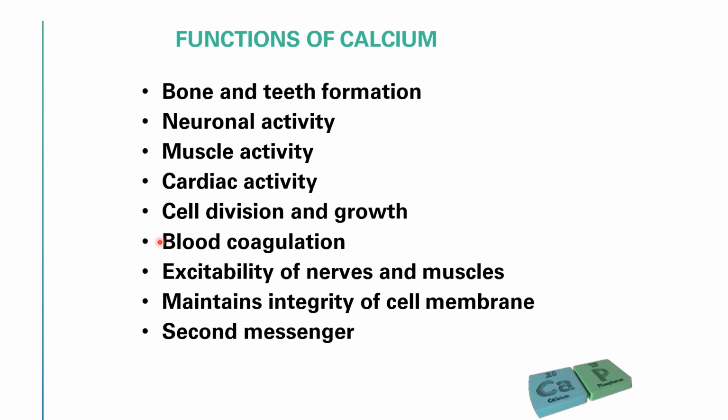And blood coagulation. We all know that factor 4 itself is calcium, so it helps in the maintenance of the cascade of blood coagulation, without which the coagulation process does not take place. And excitability of nerve and muscle requires calcium because it influences the sodium permeability and the ease with which action potentials are triggered, and maintains the integrity of the cell membrane. And it acts as a second messenger or third messenger in various extracellular and intracellular signaling pathways for hormone actions.